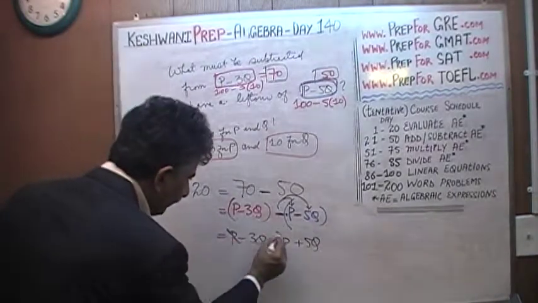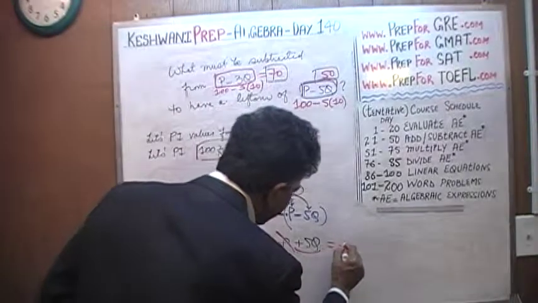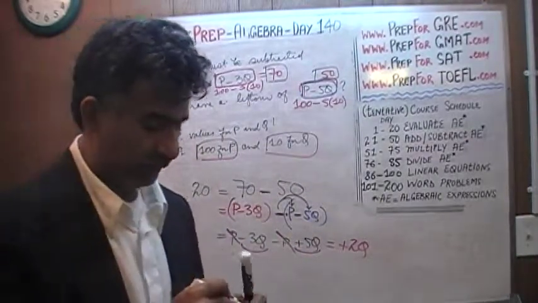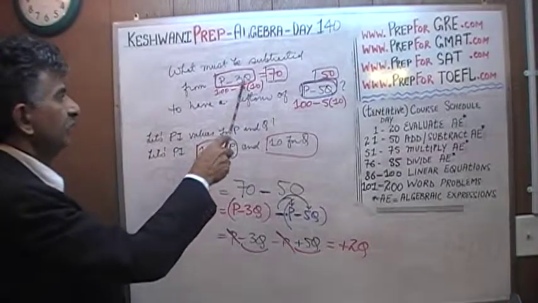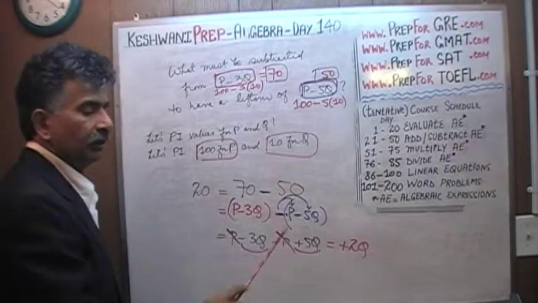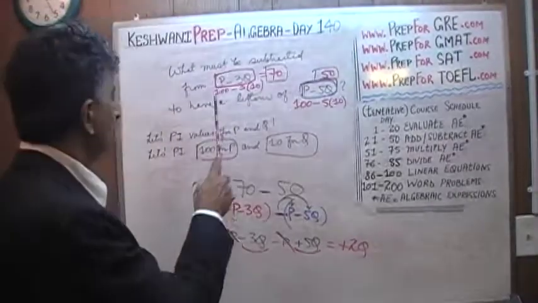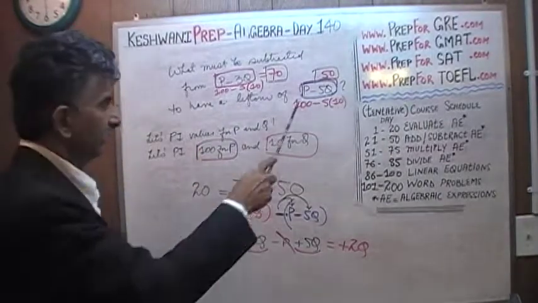These P cancel out, and then we have a negative 3Q and a positive 5Q, giving us a difference of positive 2Q. Voila. The question was, what must be subtracted from P minus 3Q to arrive at P minus 5Q? The final answer is, we must subtract 2Q. We must subtract 2Q from this guy to get this guy, to have a leftover of that guy.